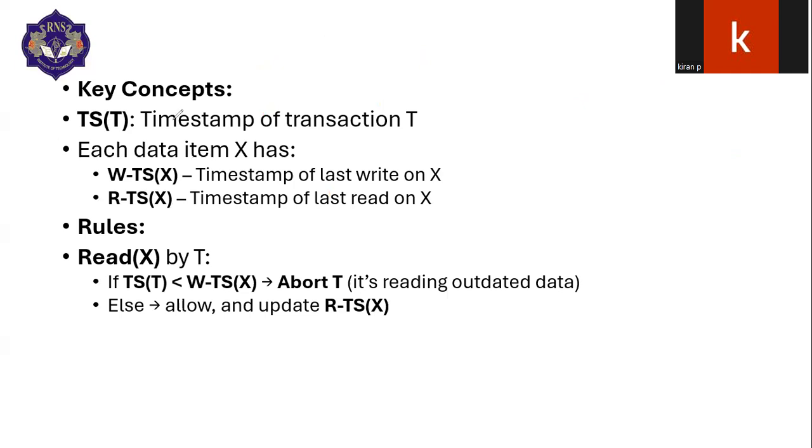The TS indicates the timestamp of a transaction, and W indicates when the object was written by any transaction. It's not that you're specifying this particular transaction; it can be any other transaction.